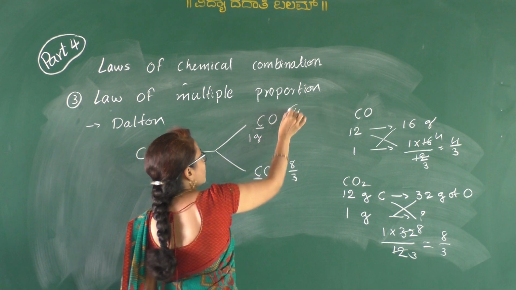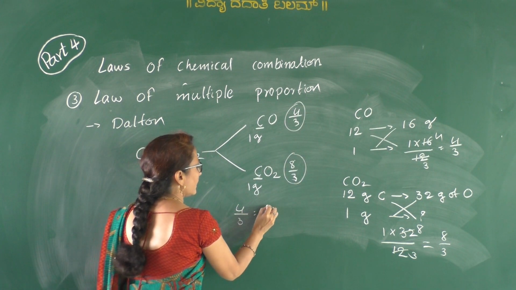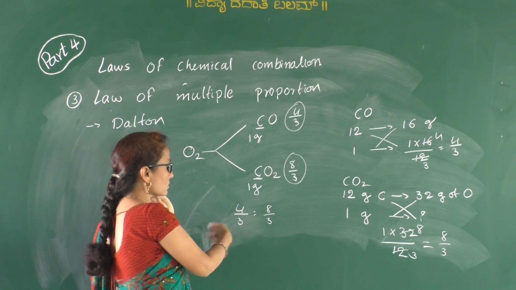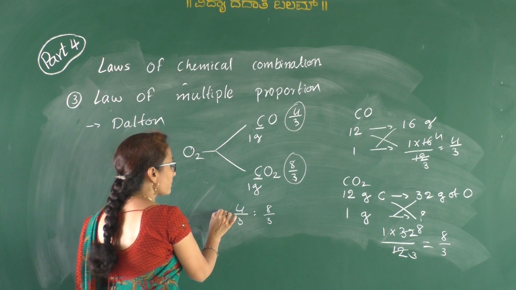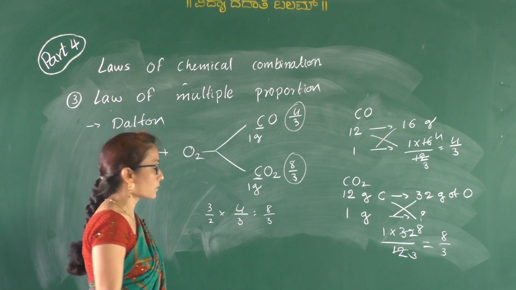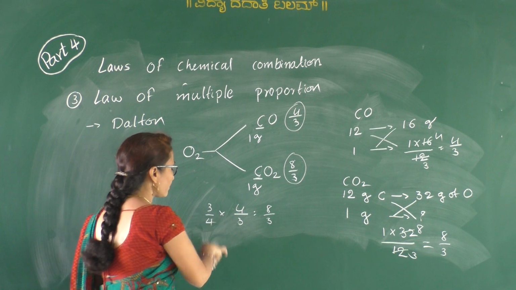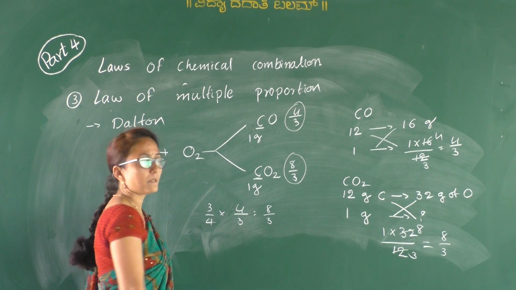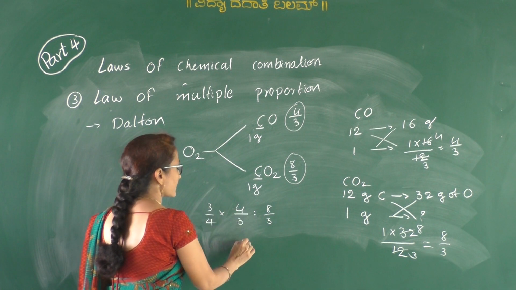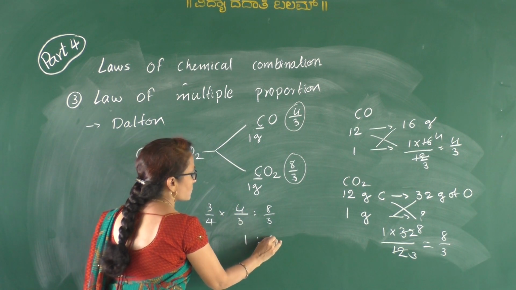Now take the ratio of these two masses. So one is 4 by 3 and the other is 8 divided by 3. To calculate the ratio, 3 is common, so 3 cancels, or it is multiplied by 3. So 4 by 8. To get the smallest ratio, we can divide by 4. Dividing by 4, we get 1 is to 2. So 3 cancels, 4 and 8 divided by 4 give 1:2.